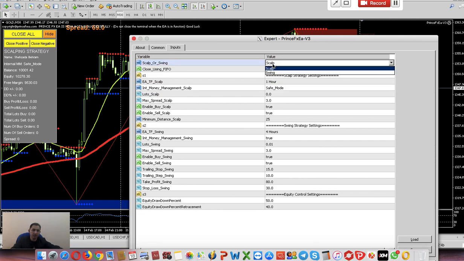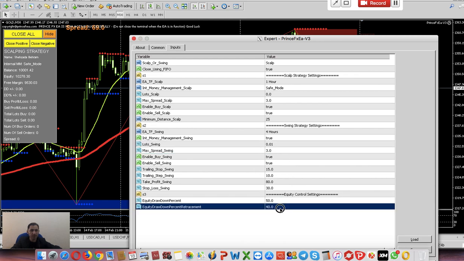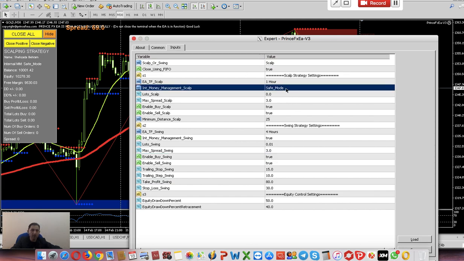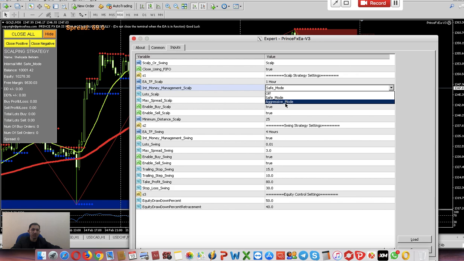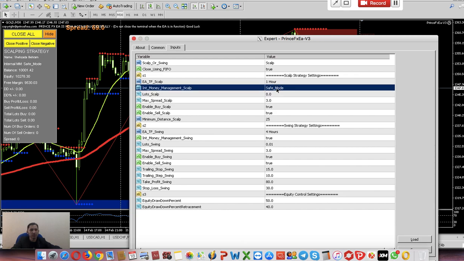When you put it on scalping mode, all these parameters of the swing module are going to be disabled. They are not going to function anymore, all except the last 2. So these parameters are no more when scalp is selected. When you select aggressive or safe mode, again the first lots parameter is going to be disabled. This parameter will not work anymore when your system is on safe mode.